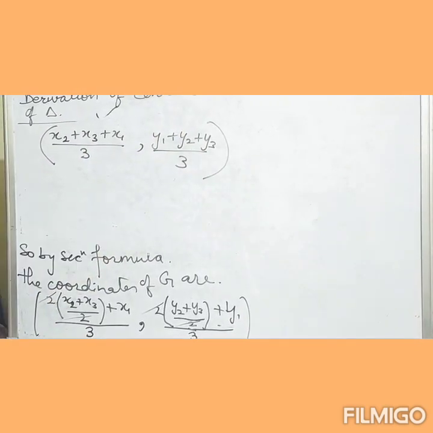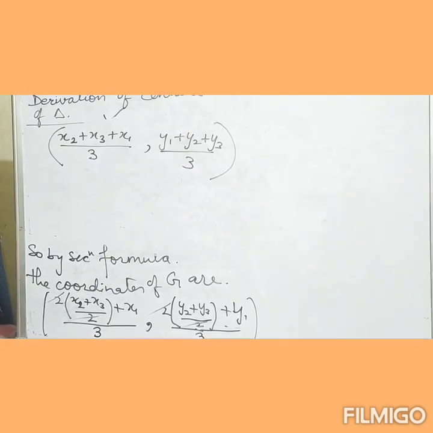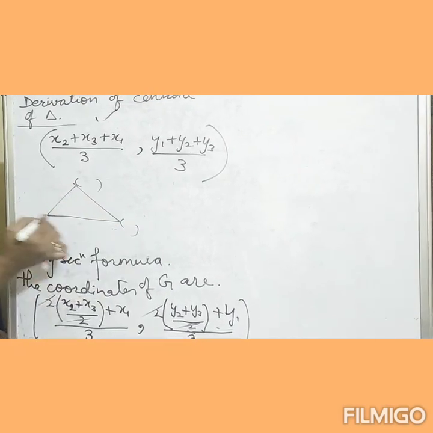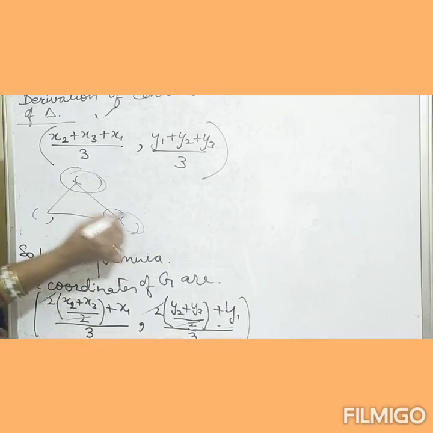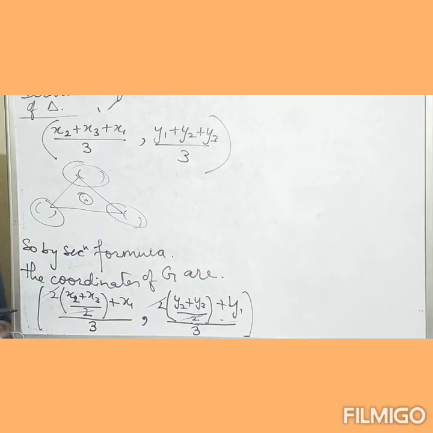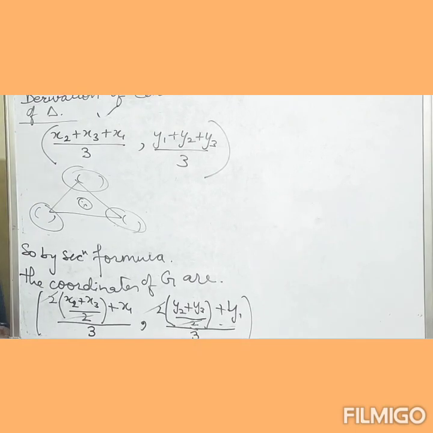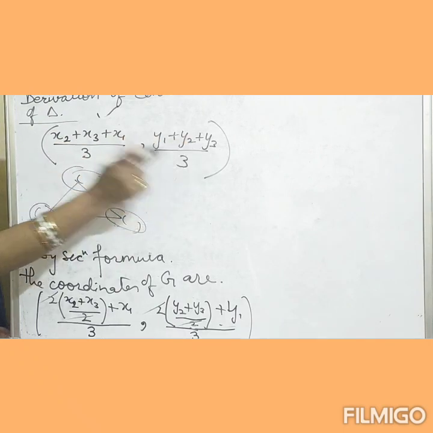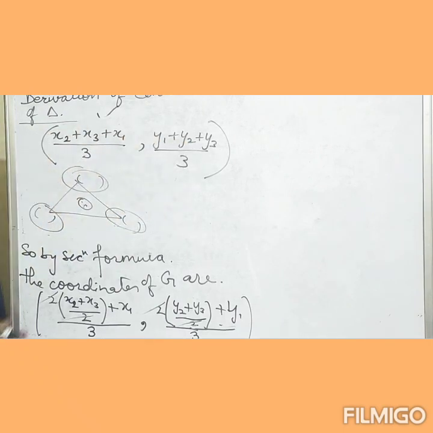From here on you have to learn this formula. If you know the coordinates of all three vertices of a triangle, you can find the centroid of the triangle using this formula: (x1 plus x2 plus x3) by 3, (y1 plus y2 plus y3) by 3. So this is the formula for getting the centroid of a triangle.